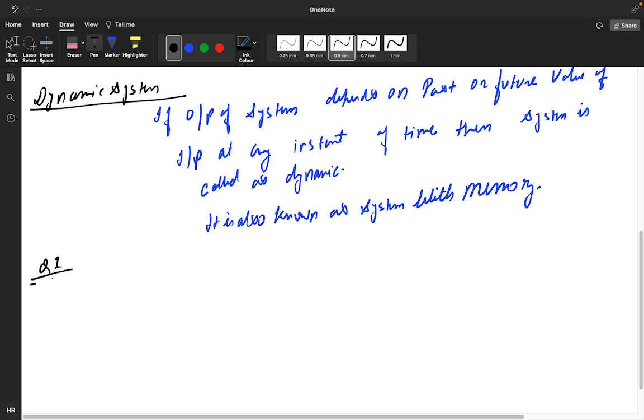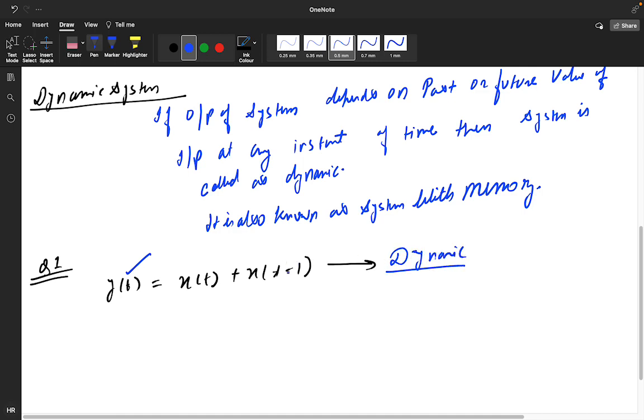So for example, question number 1. You have to say static or dynamic. y of t is equal to x of t plus x of t minus 1. Is this static or dynamic? Past value is coming, so it is dynamic. Memory is there. This is the present value, but what about this? This is your past value. So y of t depends on present plus past, so the system is dynamic.